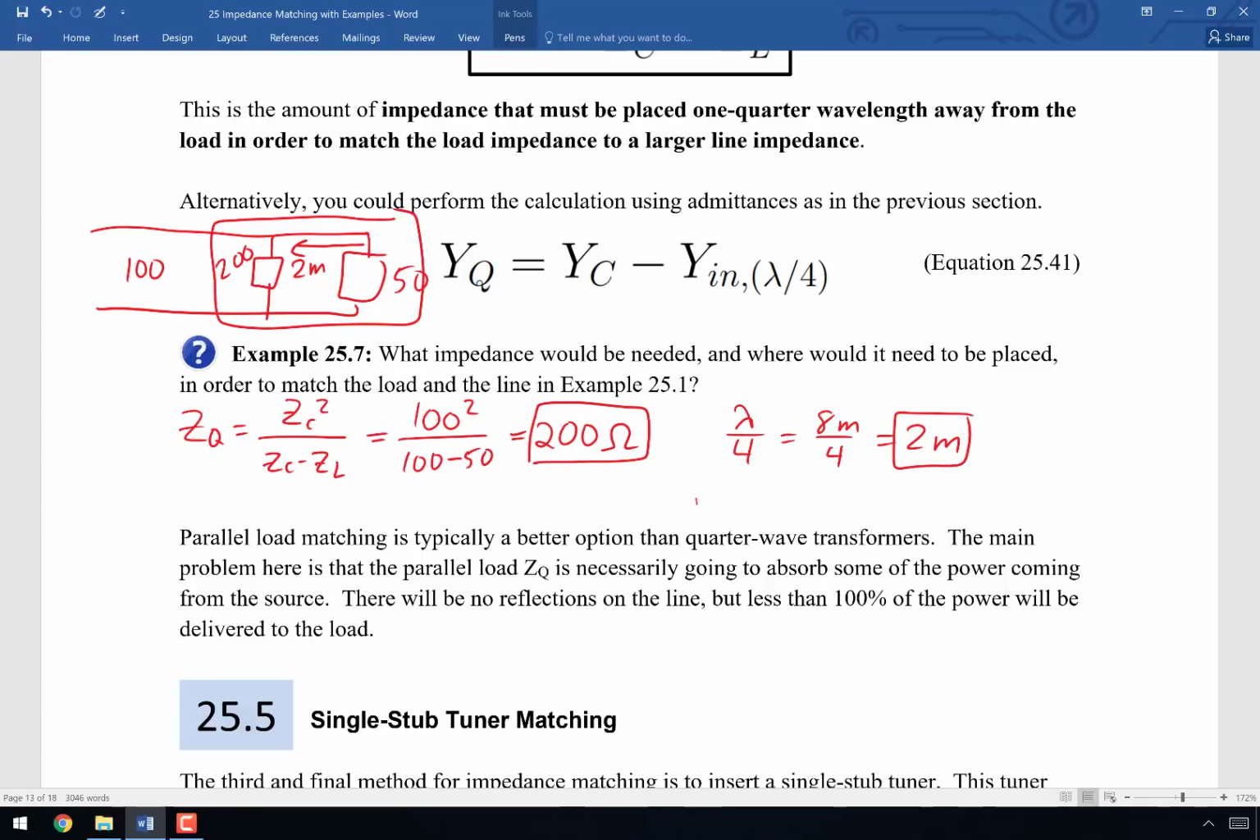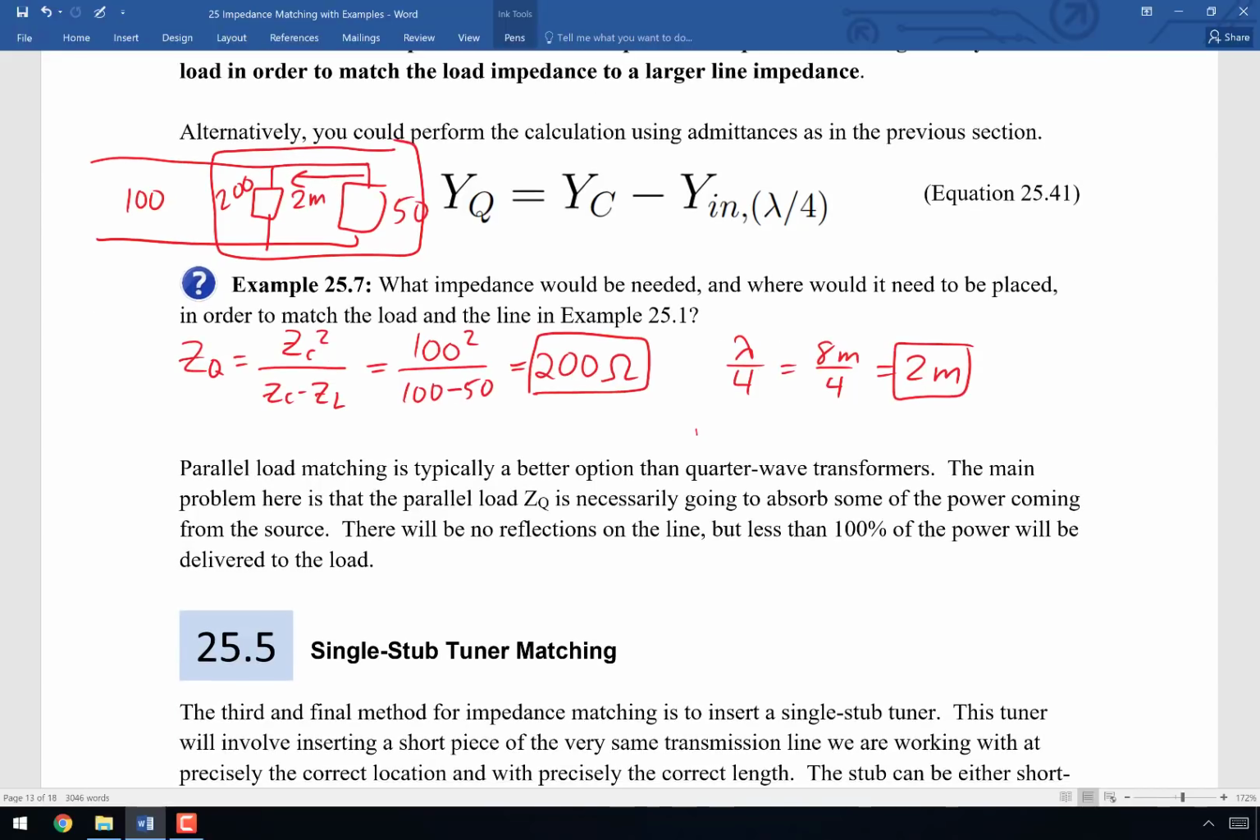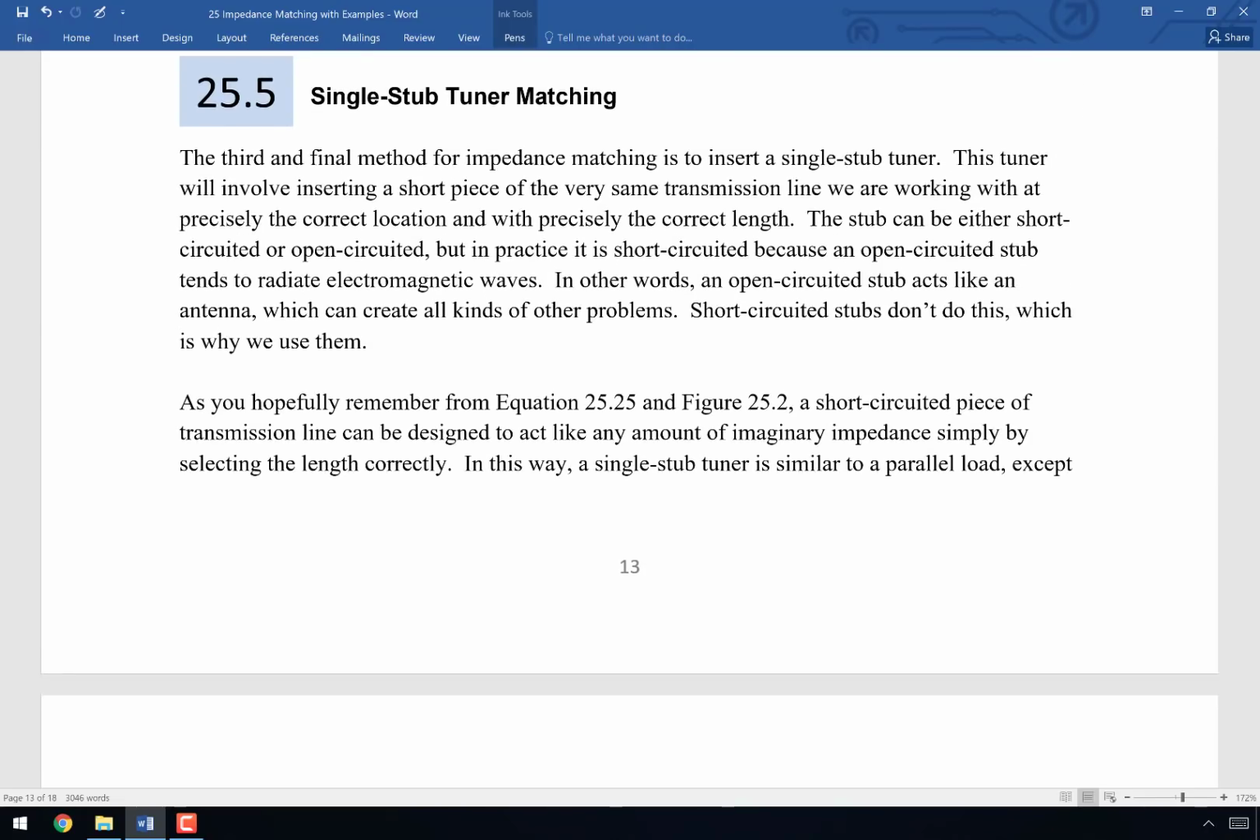Furthermore, if this is a big antenna that's receiving a lot of voltage, a big signal coming in, this might need to be a really physically large piece of impedance that can dissipate that incoming voltage as heat. So, again, this is a solution, but it's not necessarily the best possible solution. Single stub tuner is probably the best possible solution.